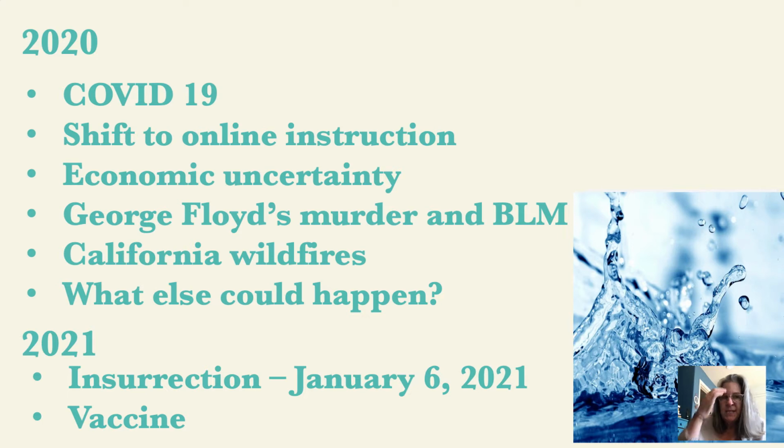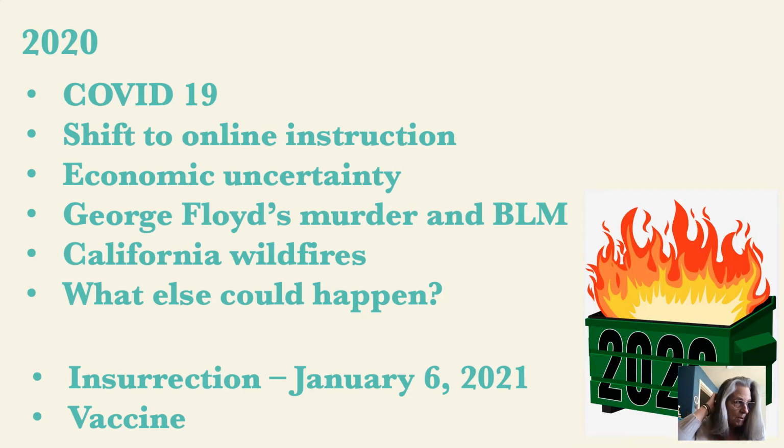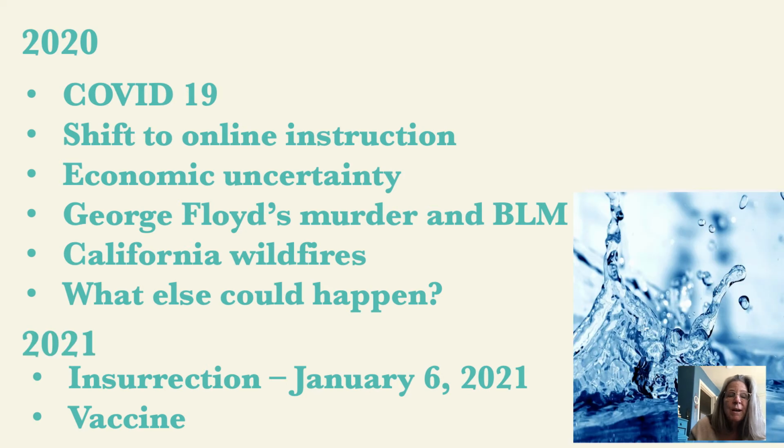I'm interested in thinking through what happened to us in 2020. COVID, we had to shift to online instruction. There was a huge amount of economic uncertainty, George Floyd's murder and the subsequent Black Lives Matter protests, California wildfires, and then what else could happen. It was a pretty crazy year. In 2021, I'm hoping for a little bit of cool water on that dumpster fire, but it didn't start out right, with the insurrection that occurred on January 6th. But we do have a lot of hope related to the vaccine. So I just really want to recognize that this is an unusual time for everybody, and I know it's unusual for you also.